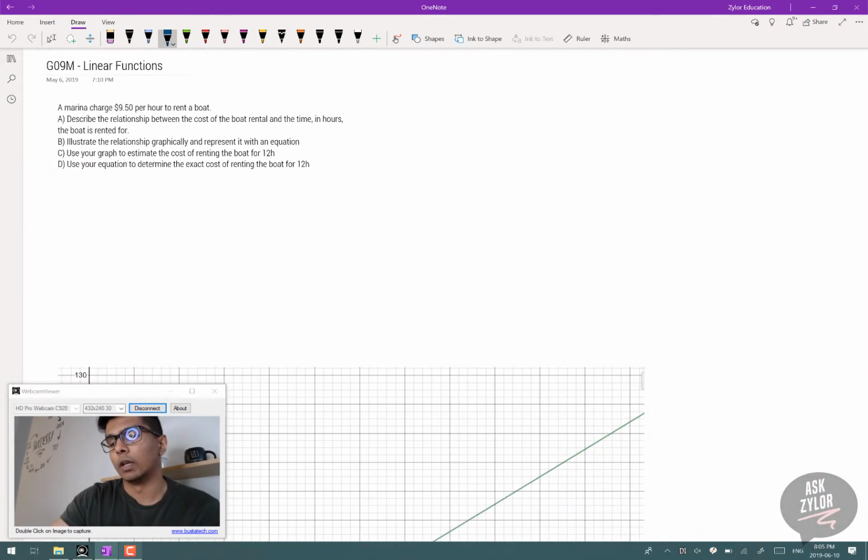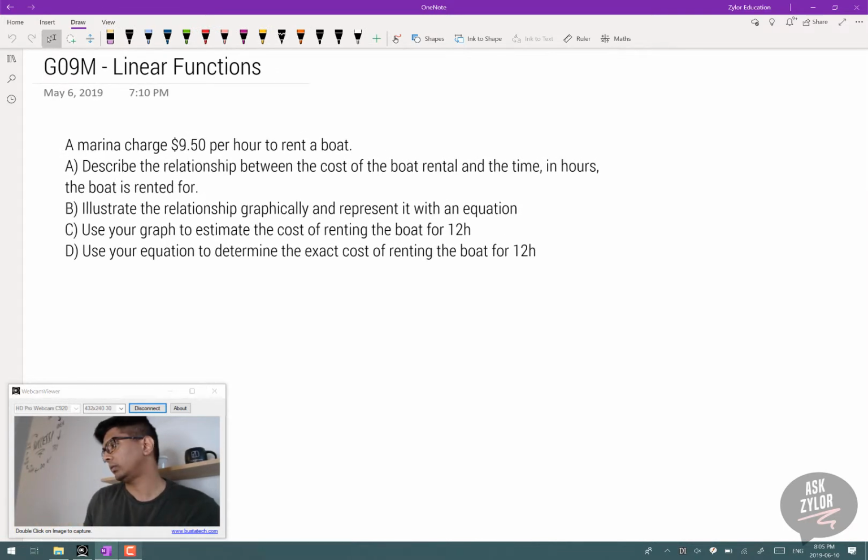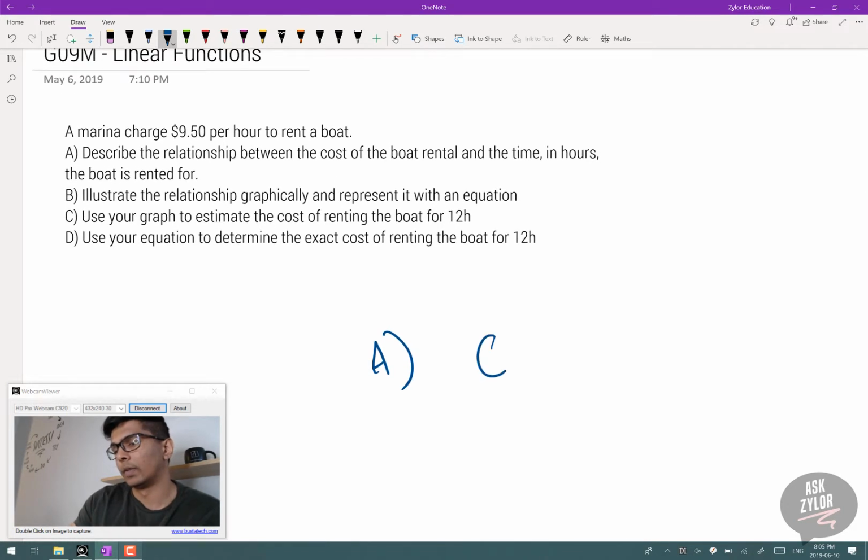This is a grade 9 math question. We're told this place charges $9.50 per hour to rent a boat. Describe the relationship between the cost of the boat rental and the time in hours that the boat is rented for. Let's do that first. My cost, I'm going to say it in C, and time, I'm going to say it in T. So we need to find a relationship between these two.